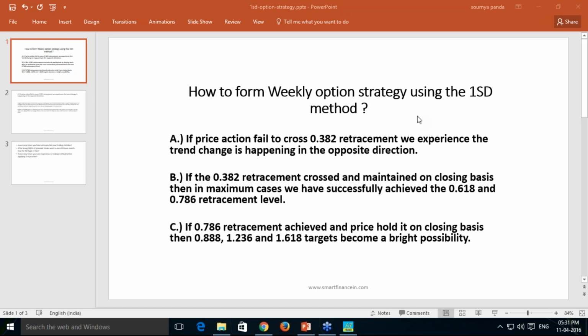While forming a successful option strategy, the most important factor is trend identification. You have to identify the trend correctly, and only then can you be successful in this option strategy. So risk neutral comes second. First, you have to identify the trend correctly. Second, you have to follow a risk neutral approach.